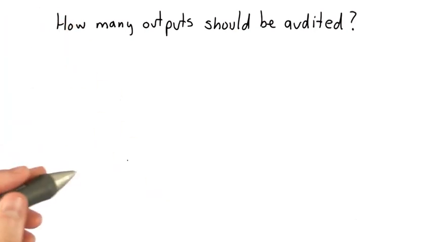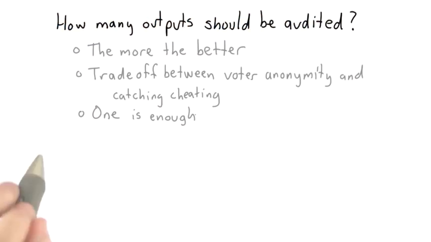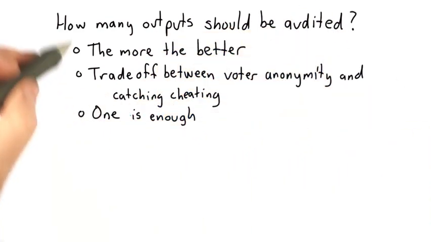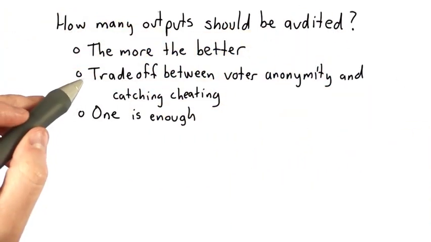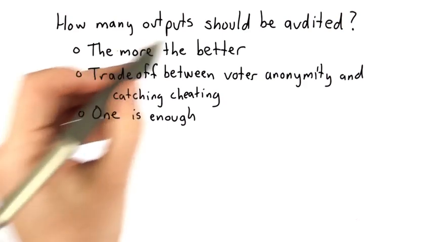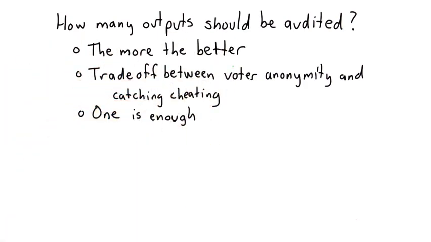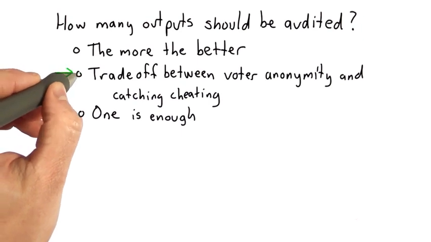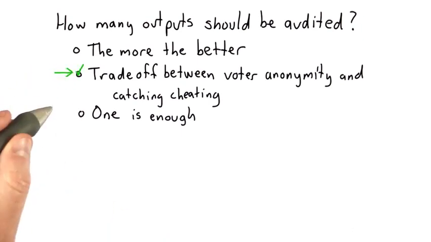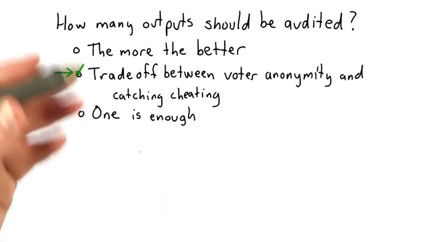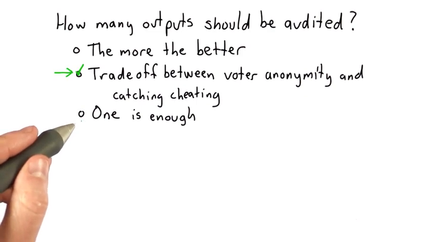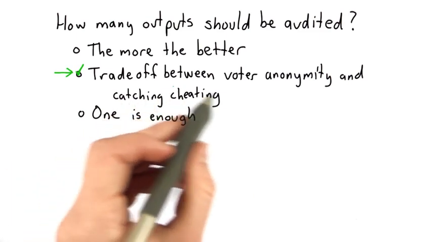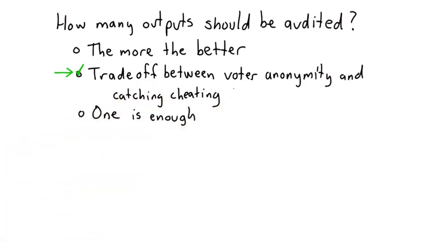So this audits one output. How many should we actually audit this way? Usually when people talk about auditing, more is always better. The more auditing you can do, other than the cost of it, the more likely you are to catch cheating. But in this case, that's not the case; we have to be careful. If we audited all the outputs of the mixnet, then that would reveal exactly what the permutation was. So we have a trade-off here between voter anonymity and catching cheating of the mixes.